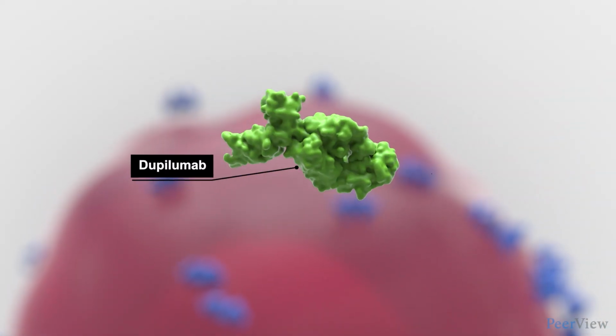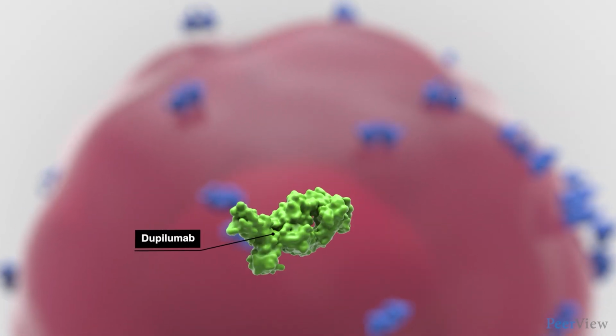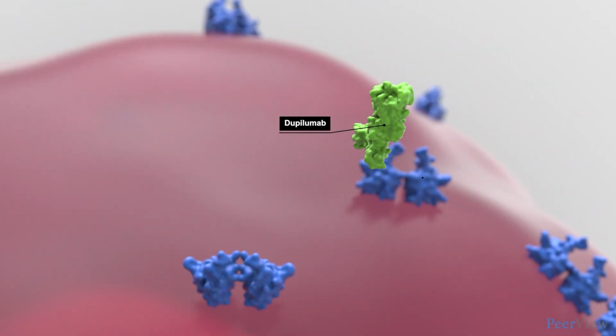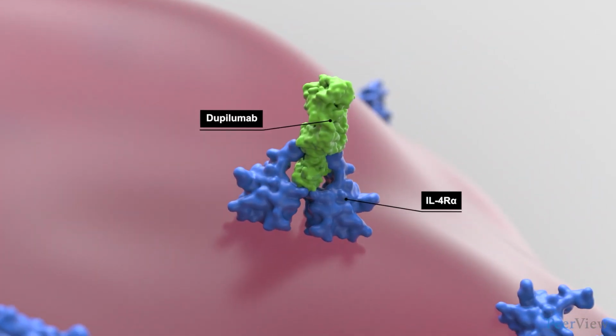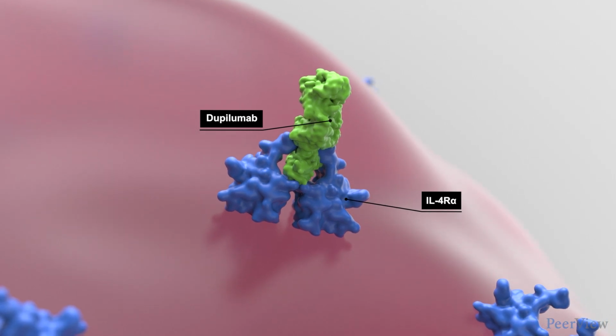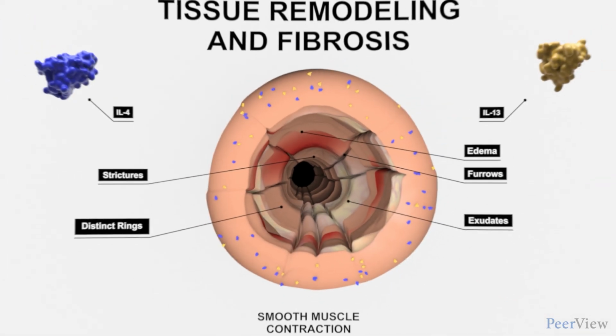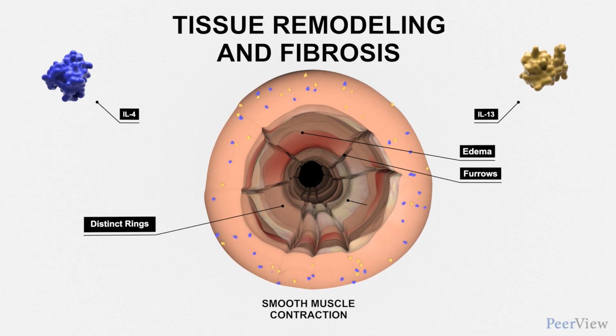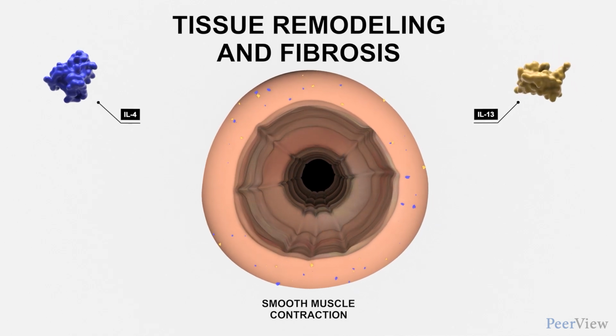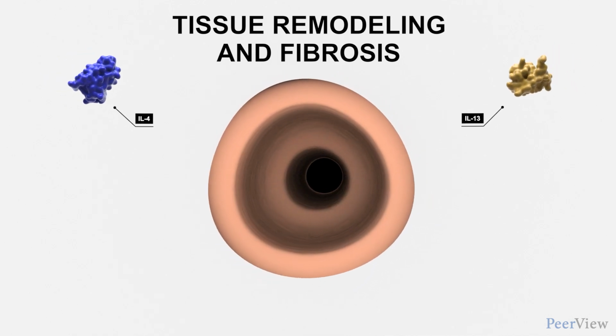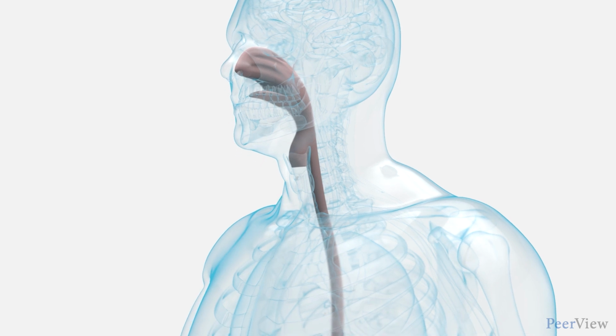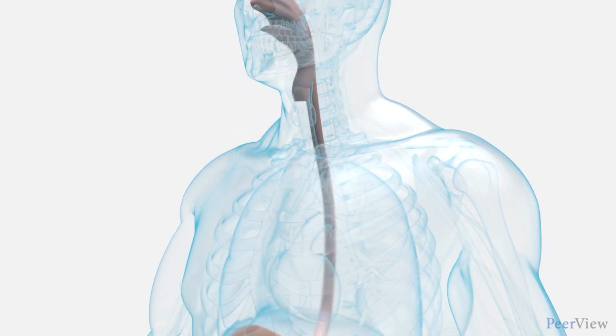Dupilumab is a fully human monoclonal antibody that binds to the shared alpha subunit of the IL-4 receptor and therefore inhibits IL-4 and IL-13 signaling. By inhibiting IL-4 and IL-13 signaling, type 2 inflammation is reduced, decreasing eosinophil count and improving symptoms of EoE, including difficulty swallowing, for patients.